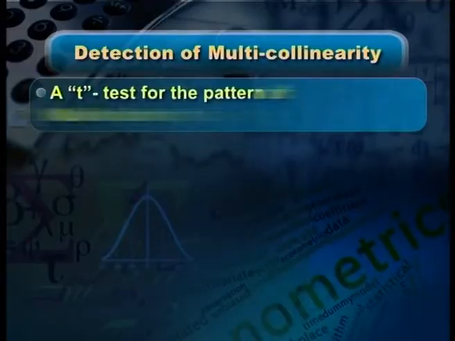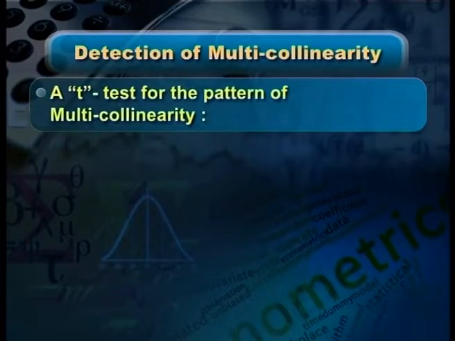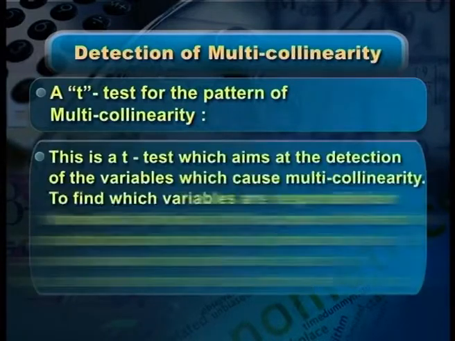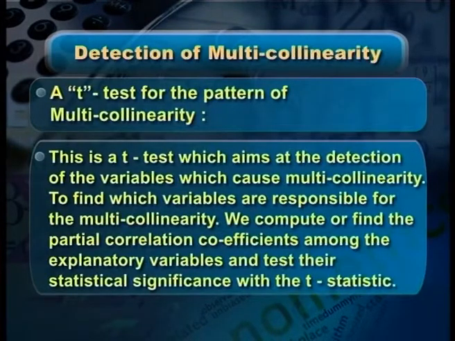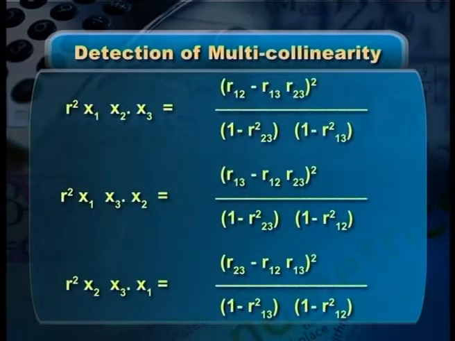Likewise, Farrar-Glauber also used a T-test for the pattern of multicollinearity. This T-test aims at the detection of the variables which cause multicollinearity. In order to conduct the T-test, we have to calculate the partial correlation coefficients among the explanatory variables. For instance, I would like to state one principle: r square x1 x2 x3 is equal to (r12 minus r13 r23) whole square divided by (1 minus r square 23) into (1 minus r square 13).